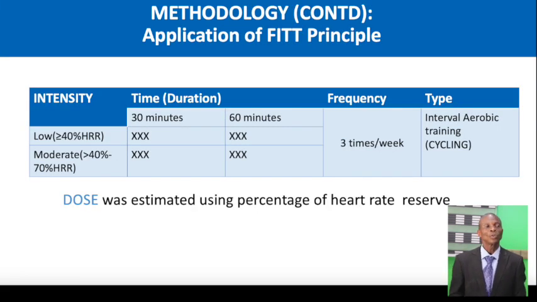This table shows the design of the program using the FIT principle. The first column here refers to the low intensity and the moderate intensity. This is the time duration column. For each intensity group, we had a 30 minutes group and a 60 minutes group. This is the frequency of the exercise, 3 times per week. And this is the type of the exercise, interval aerobic training, which was administered through stationary cycling. And intensities were estimated using percentage of heart rate reserve.